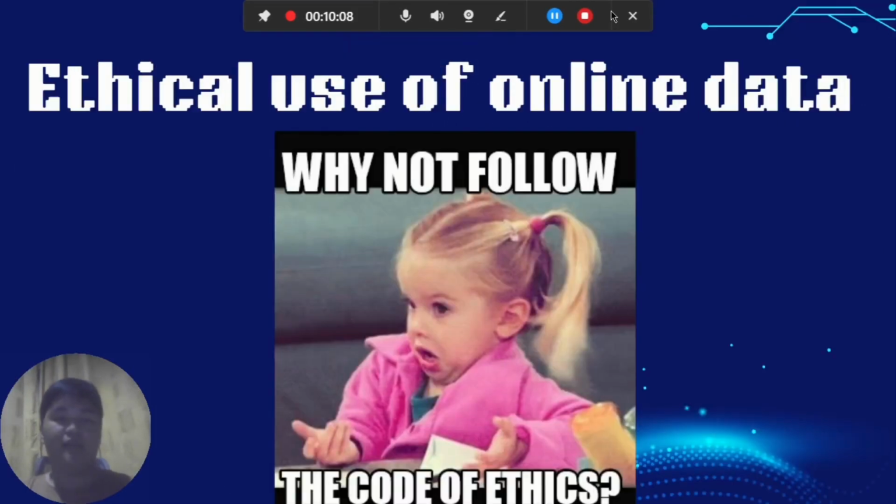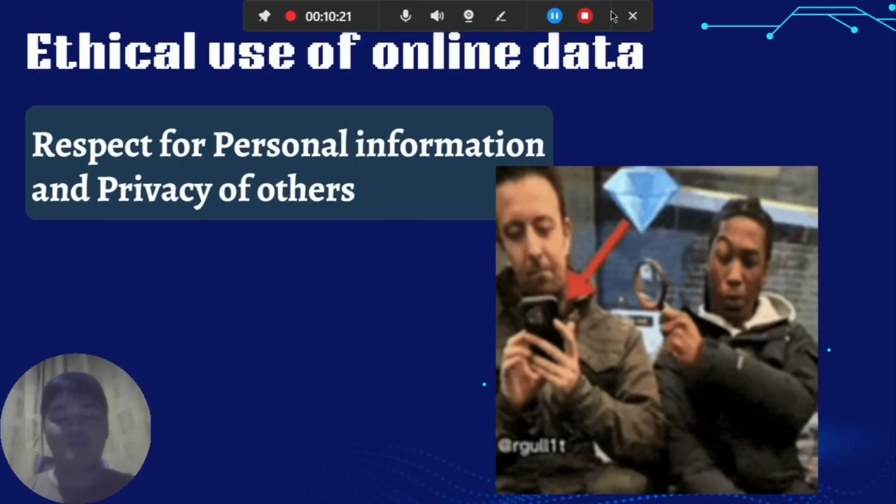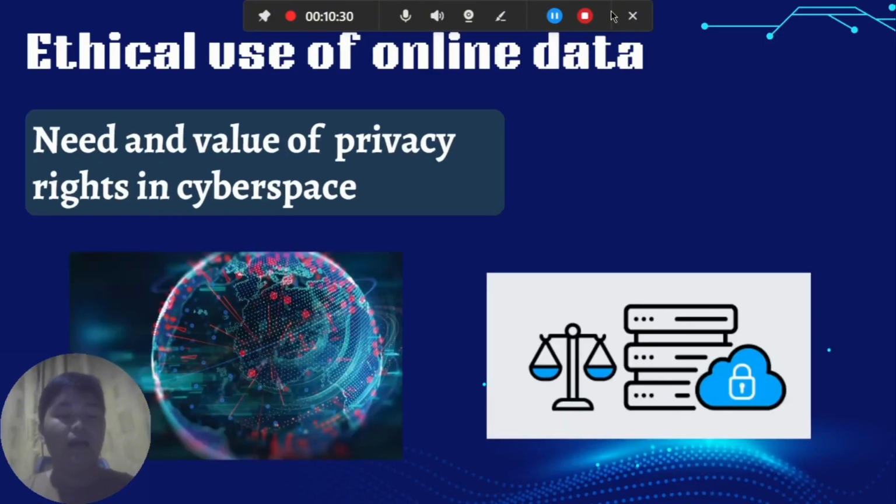Now, the third competency is the ethical use of online data. Like this image right here, this meme that says, "Why not follow the code of ethics?" Am I right? Well, to properly follow the code of ethics, we must know how to properly use the personal information of others and how to respect the privacy of others. This clearly reflects responsible and ethical handling of other people's data. Another is to understand the need for and value of personal privacy rights in cyberspace. This recognizes privacy as a human right and guides ethical behavior in using information. Now guys, if you don't know what cyberspace is, it is basically the global, borderless digital environment that is interconnected by the internet.